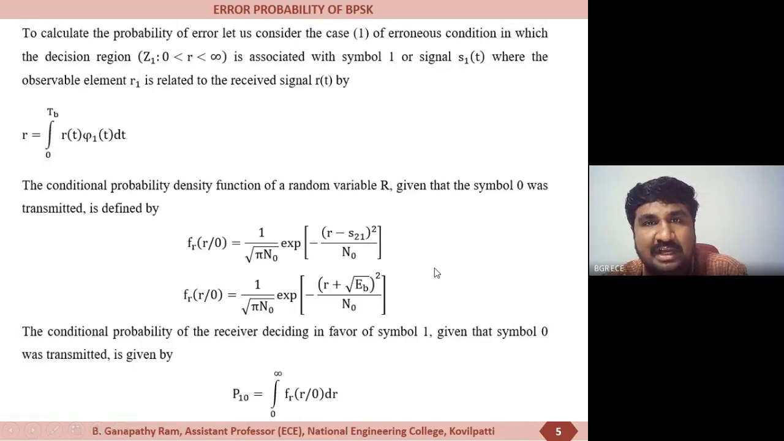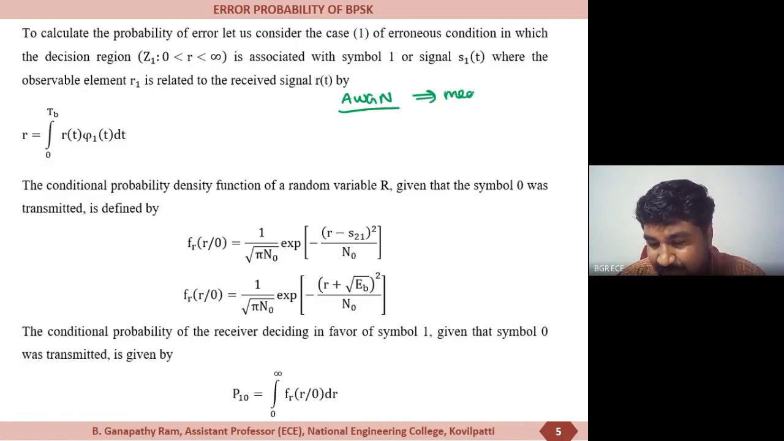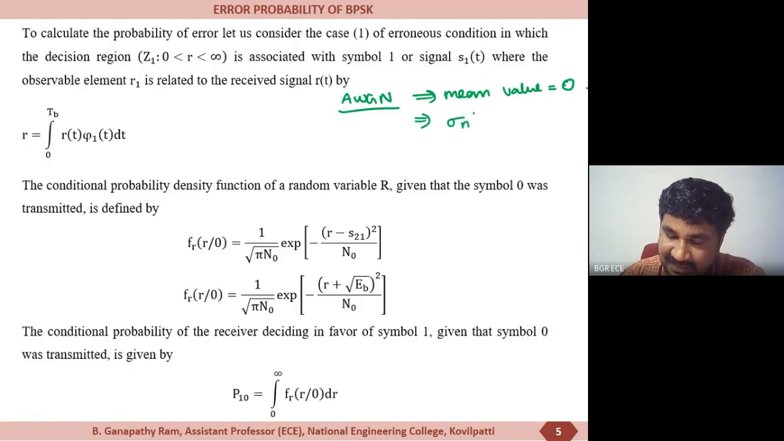1 divided by square root of pi N0 multiplied by exponential of minus (r minus s21) the whole square by N0. This is achieved by considering the additive white Gaussian noise, which is having a mean value of 0 and the variance or the power spectrum as N0 by 2.